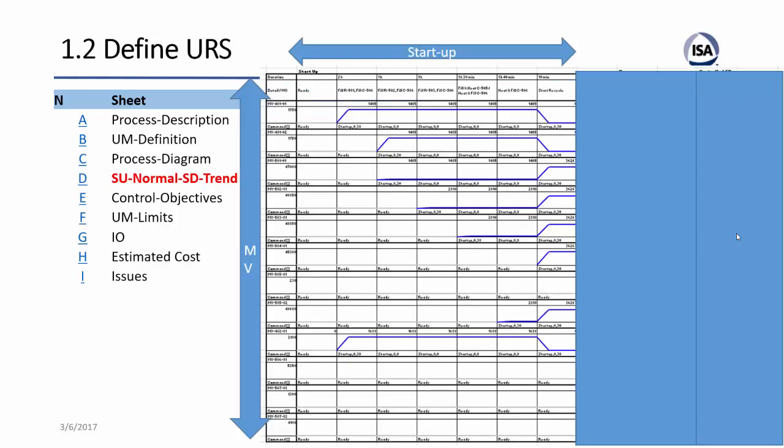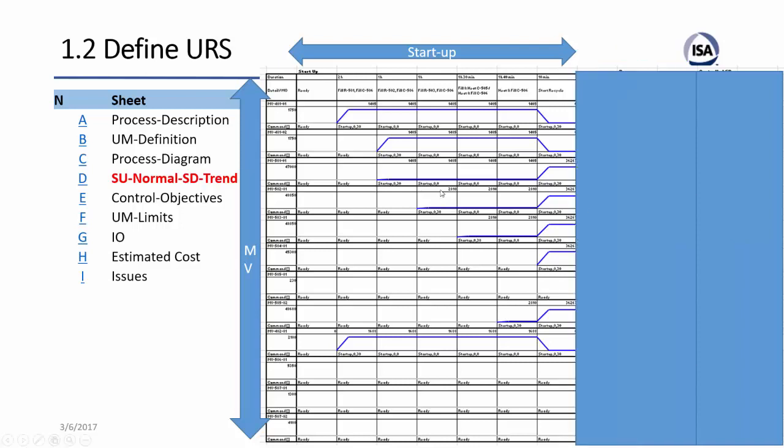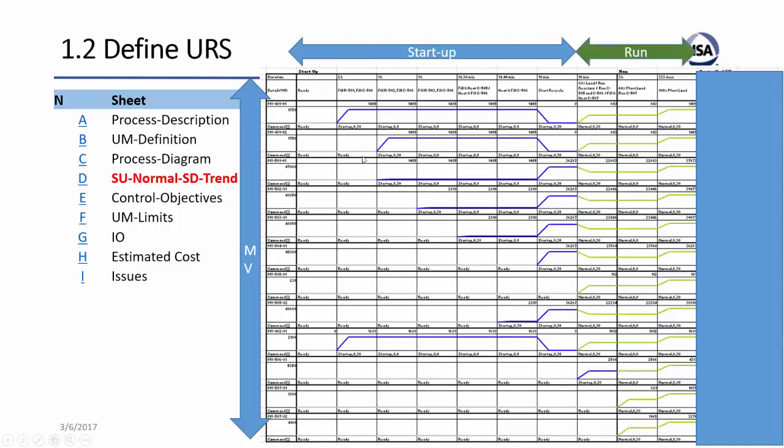Now, this is the most important part of the URS. For every unit at the plant level, we need to have an agreement on how we start it up, run it, and shut it down. Basically, as you can see here, we have a number of these MVs. Each of these rows represents an MV, and this part is where we are starting up the unit, and these are all of the MVs, and the diagrams have been marked.